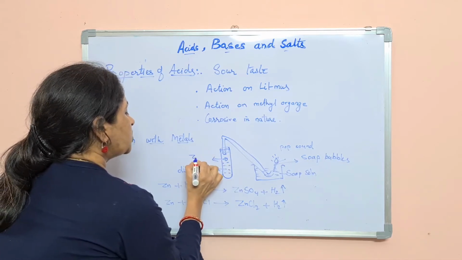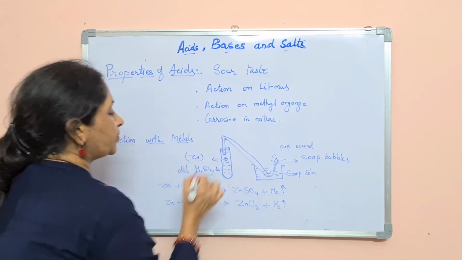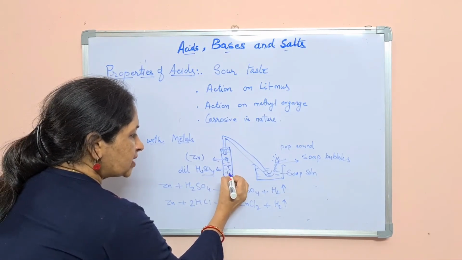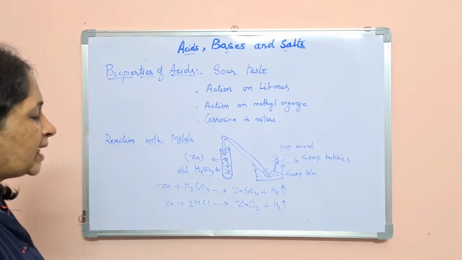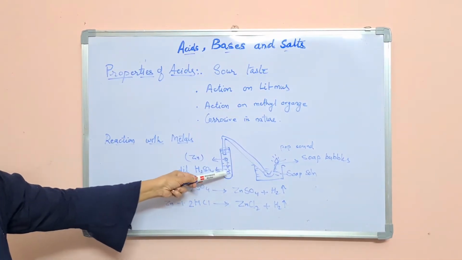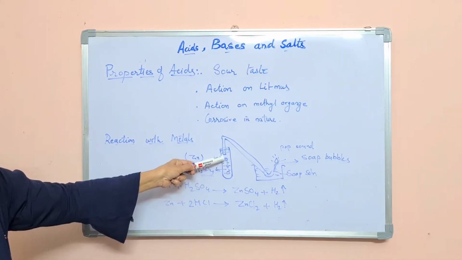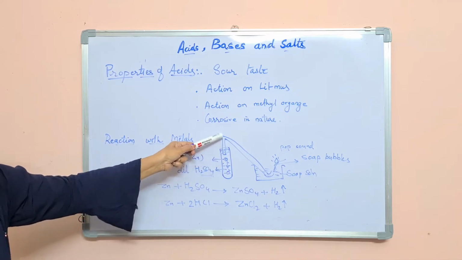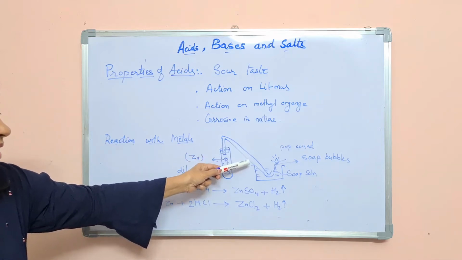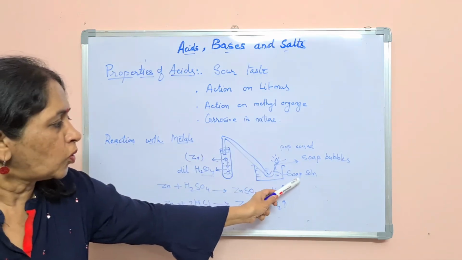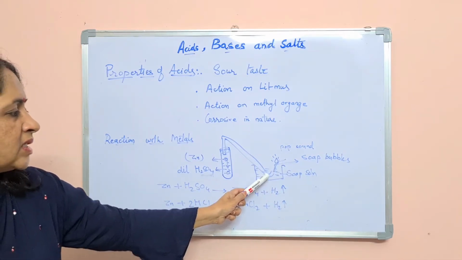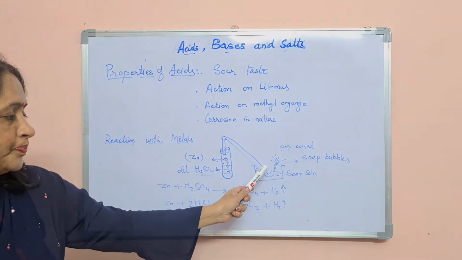Now a piece of zinc metal is added to this sulfuric acid. As soon as the zinc metal is added, what happens? A colorless gas comes out with brisk effervescence, so bubbles come out. The mouth of the test tube is closed and there is an outlet tube. Through this tube the colorless gas comes out and is passed through soap solution. Because of this gas, soap bubbles are formed.